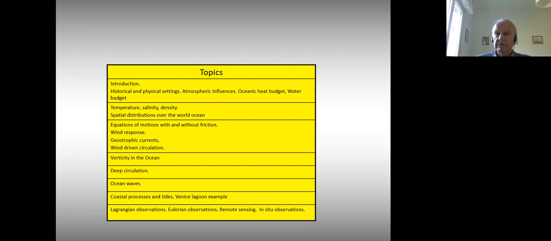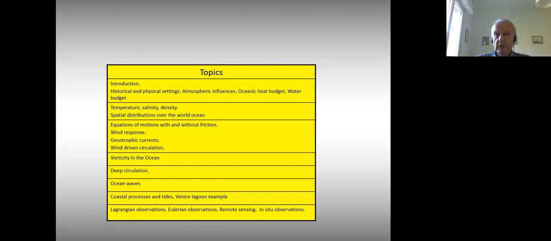So we have the equations of motion with and without friction. We have the response to the wind. We have geostrophic currents and wind-driven circulation. So by wind-driven circulation, I mainly think of the basin-wide, ocean-wide wind-driven circulation. Then I will be talking about the vorticity in the ocean, which is one important concept used for description of the current field.